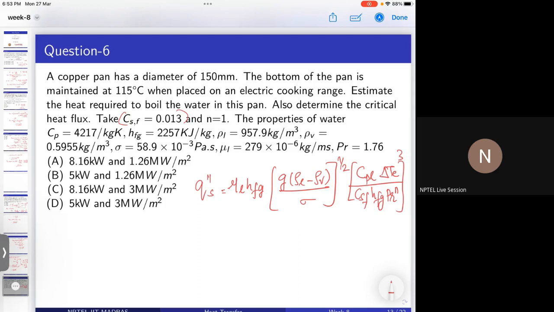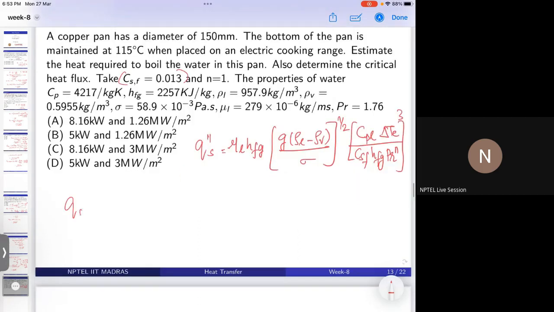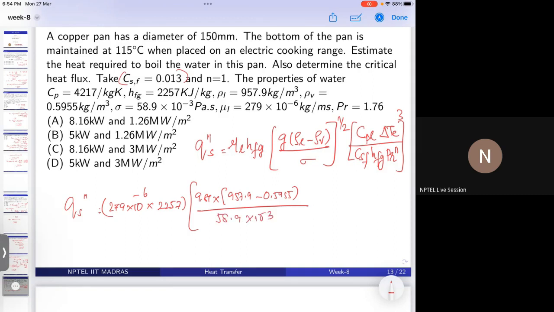Okay, so Q dot equals mu L, 279 into 10 raised to minus 6, into HFG, 2257, into g, which is 9.81, into rho L minus rho V, 957.9 minus 0.5, divided by sigma, raised to half, into CPL, 427, into delta T. How much is delta T?